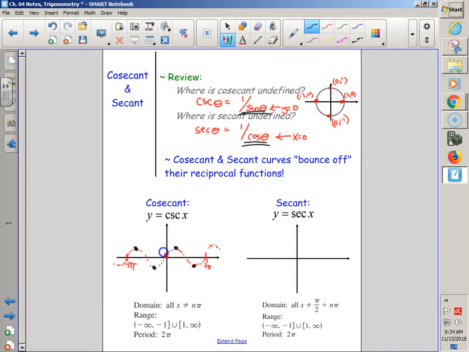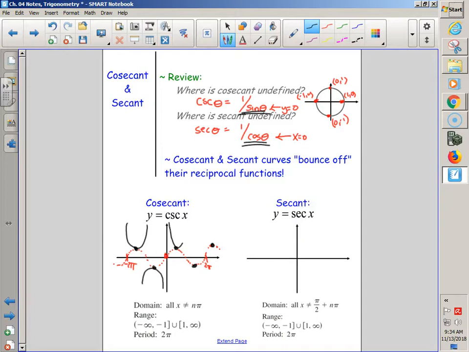And not only does it intersect, well, how would you guys describe it? What does it do? It's exactly what I call it. It bounces off. It comes down, it bounces off, and then it comes up and it bounces down, right?